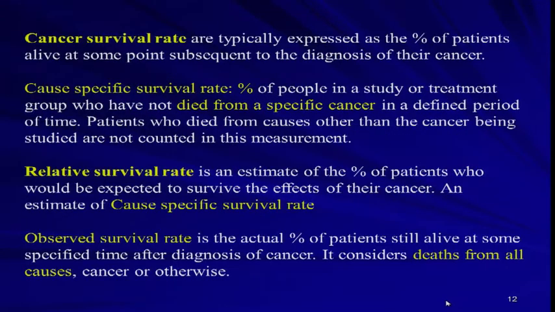Then there are different kinds of cancer survival rate. Usually we talk about cancer survival rate as the percent of patients alive at some point subsequent to the diagnosis of their cancer. There is the cause-specific survival rate. If someone is diagnosed with lung cancer and died due to lung cancer, then the survival rate is 1 minus the percentage of death. That's the cancer-specific survival rate: only those who died due to the cancer, lung cancer itself.